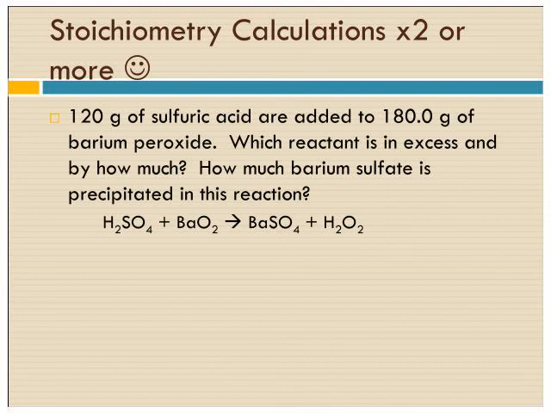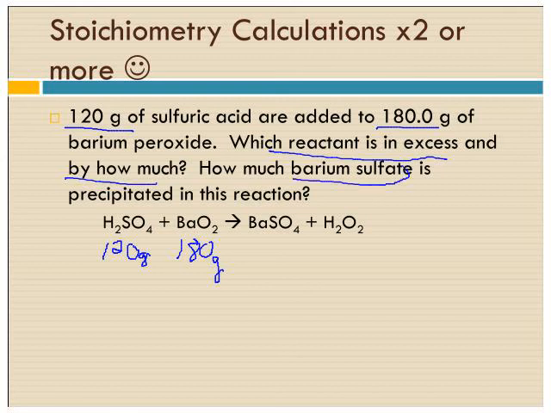Okay, so this is our balanced chemical equation. We have 120 grams of sulfuric acid. We have 180 grams of barium peroxide. And this problem asks a lot of questions. I want to know what is in excess and by how much. We're going to get to that last. And I also want to know how much barium sulfate is going to be produced.